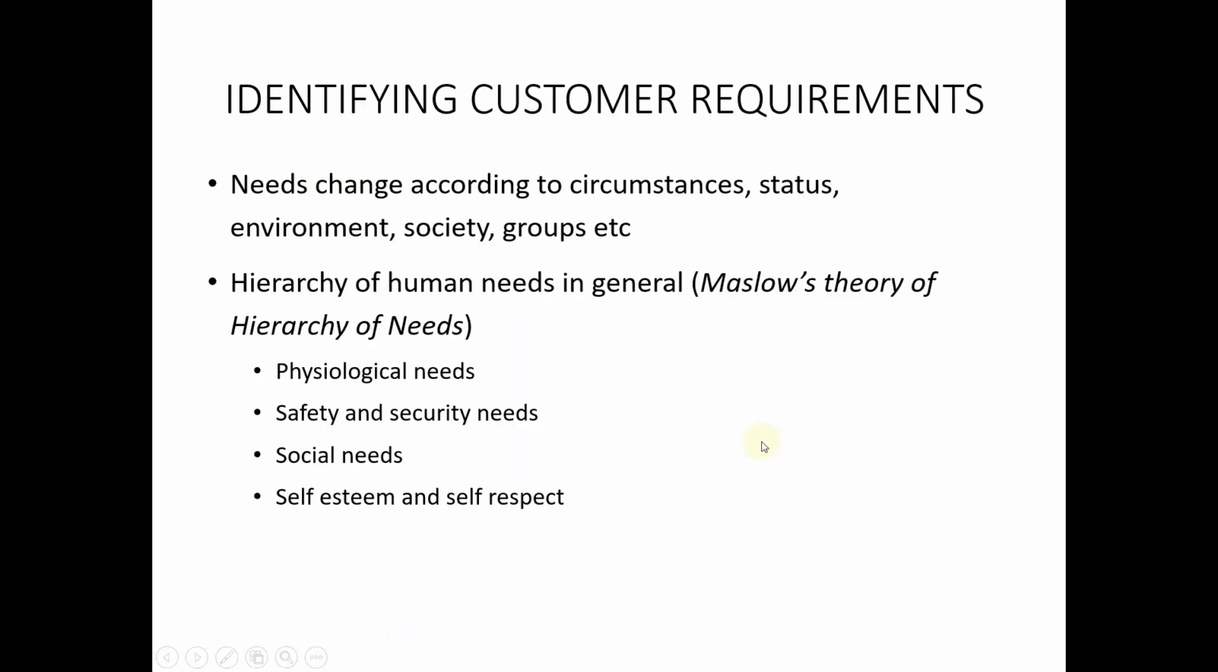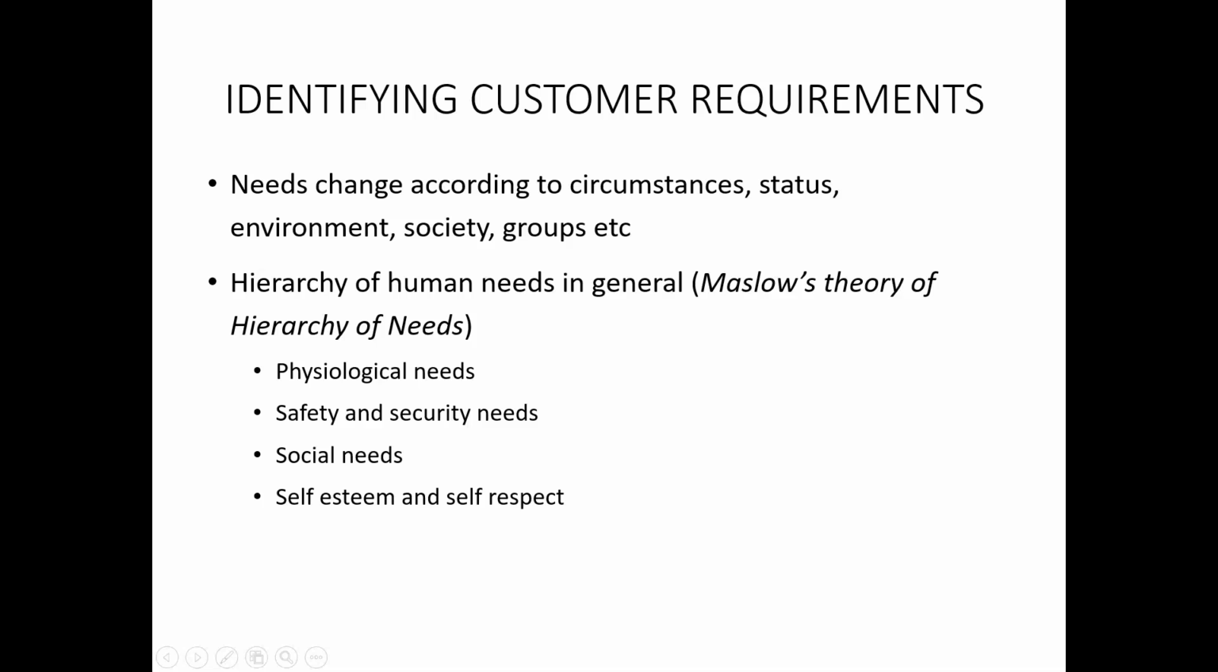While identifying the customer requirements, you should keep in mind that the customer requirements will change according to the circumstances, the status of the customer, society, groups, environment, etc. So the customer needs are always changing, they are dynamic, and therefore it is very difficult to say that a customer requirement will be fixed for a long period of time. It will always keep changing.